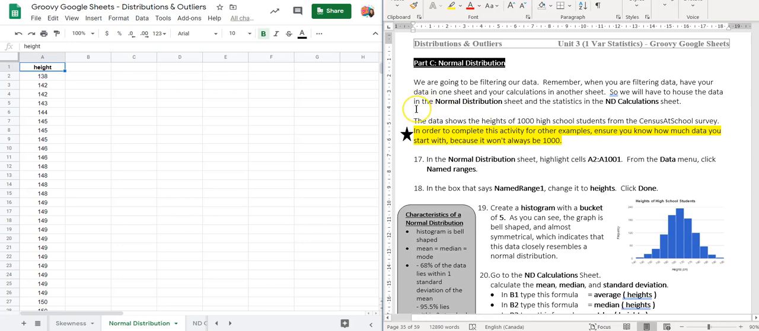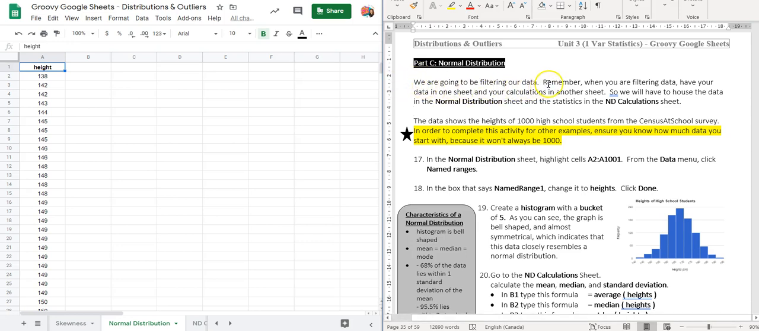And all of those individually aren't always enough to determine for sure whether it is normally distributed or not. There is a fourth piece of evidence, which we're going to go over in this part of the activity, and it's a bit of work, but it gives you a much better idea of whether the data is normally distributed or not.